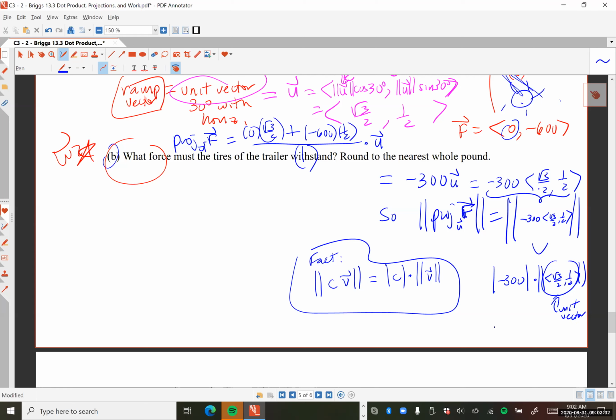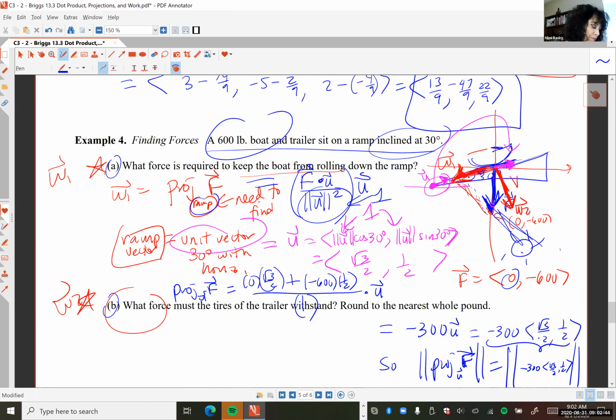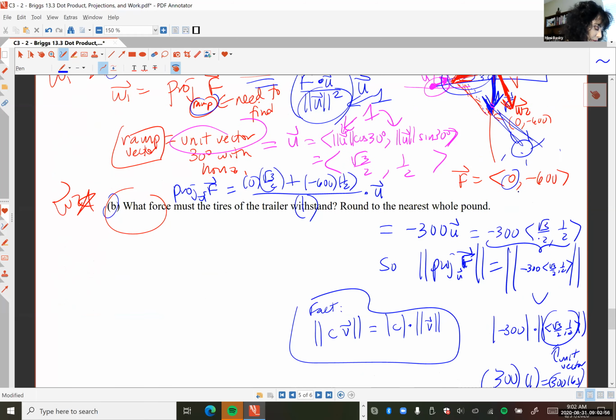300 times 1, and I'm done with part A. The answer is 300 pounds. The force that you'd have to push standing right where the boat's going to run you over, this red vector here, that magnitude is 300. So you'd have to push back with 300 pounds so you keep your boat from rolling down the ramp. Answer to part A, 300 pounds.